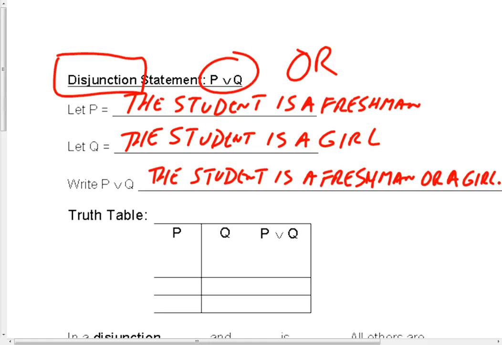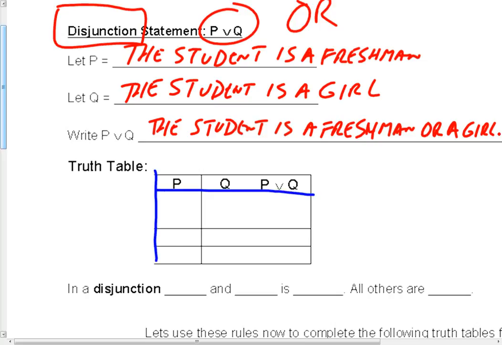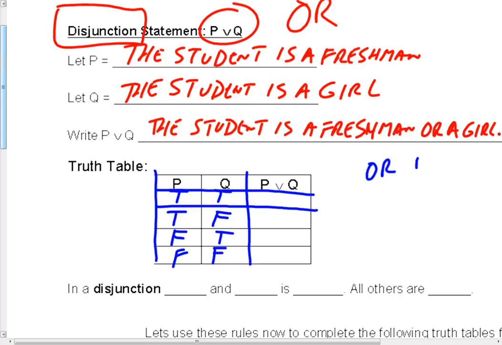This time we're using or. We want the same sequence of scenarios: true, true, true, false, false, true, and then false, false. Or is not picky. As long as one statement is true, you're okay. So if we go back to our choices, will Valerie pass the class? Yes.